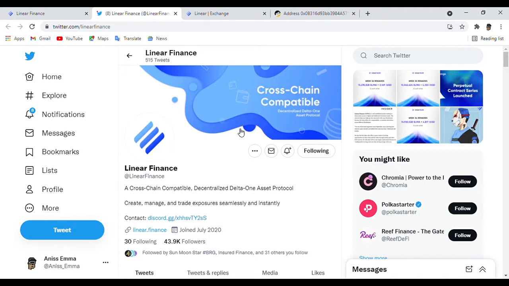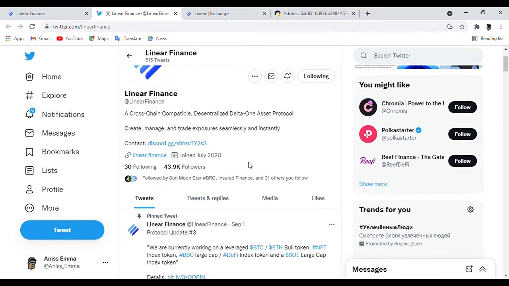In this video we're going to talk about linear finance and the perpetual aspects of linear finance. In previous videos we talked about the linear exchange and spot trading. We gave a classical example of how to place your trade on spot, and in this video we're going to be explaining the perpetual aspects.